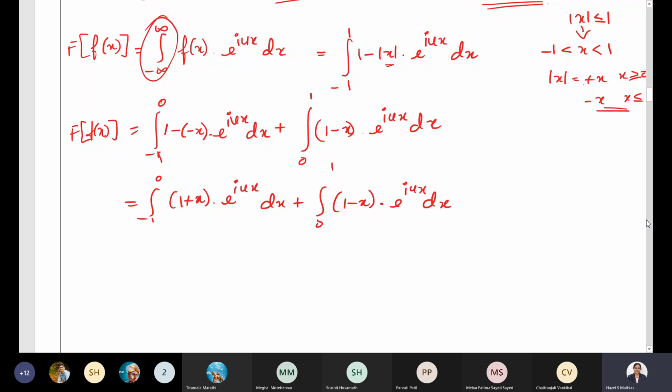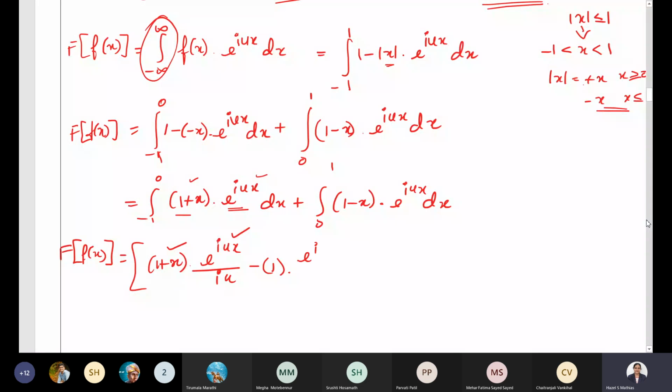So let's apply Bernoulli's rule in order to find the integration of this term. What is the integral of this term? First term into integration of second, minus differentiation of first and integration of second, that is using Bernoulli's rule. So the first term is 1 plus x, integration of e power iux is e power iux divided by iu, minus differentiation of 1 plus x, which is 1. Now integrate this term. So we will get e power iux divided by (iu) whole square, because 1 iu was there previously as well. Next we cannot continue because differentiation of 1 will be 0, and the limits vary from minus 1 to 0.